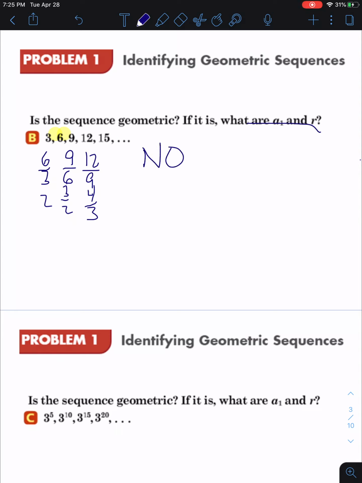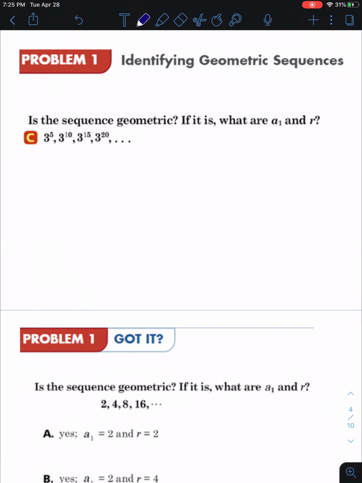Well, it says if it is geometric. Well, since it's not geometric, then we can't go any further, and that's all we can do with it. Okay, take a look at the next one. Is this a geometric sequence?